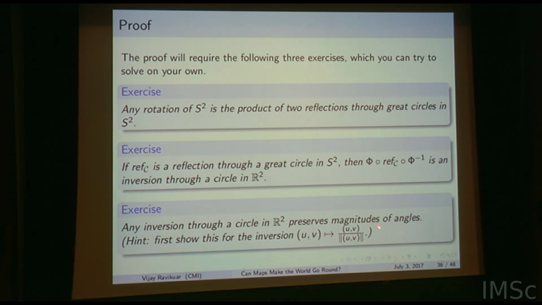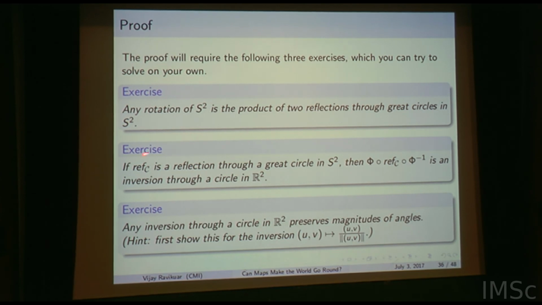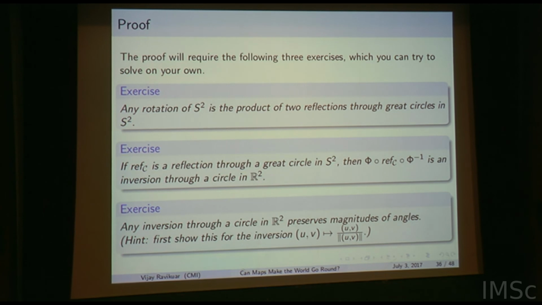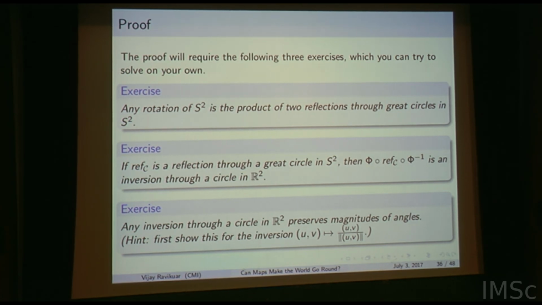So if you can show that this preserves magnitudes of angles, then any inversion through any other circle, which we get by stretching that circle and shifting its center, would also preserve magnitudes of angles. And the final exercise you would need to solve is that if we take the map that reflects through a great circle in S2, then this other map is inversion through some circle in R2, where this other map is taking the inverse stereographic projection map from R2 to the sphere, then applying reflection through a great circle, and then taking that back to R2. So in some sense, stereographic projection relates reflection in the sphere to inversion through circles in R2.